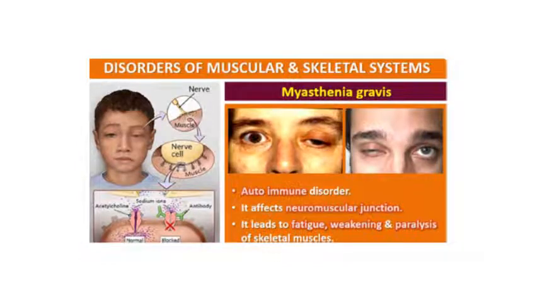Now, we also need to study various disorders of the skeletal system. It is not always that the skeletal system will remain in proper shape. So, one of the disorders is Myasthenia Gravis. This is an autoimmune disorder where the body starts working against itself. It generally affects the neuromuscular junction and it leads to fatigue, that is tiredness, weakness and paralysis of the skeletal muscle, and the appearance changes drastically, as you can see in the picture.